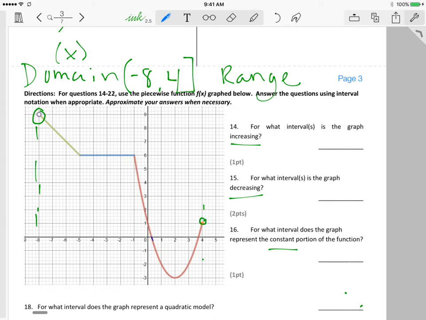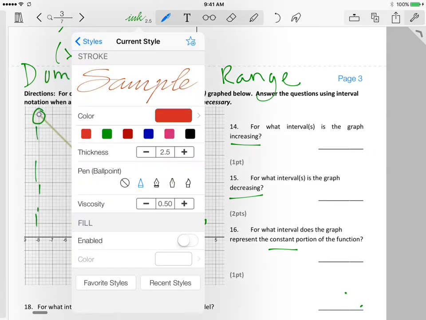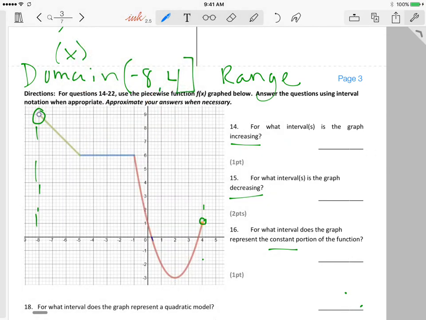Then for range, that's your bottom to the top of the graph. So the lowest my graph goes on the y-axis, these are all your y's, the lowest it goes is -3. The highest my graph goes is all the way up here at 9. At -3, that's a closed circle, since it's on that parabola, so it's going to be a bracket. Up here at 9, that's an open circle, so it'll be a parenthesis.